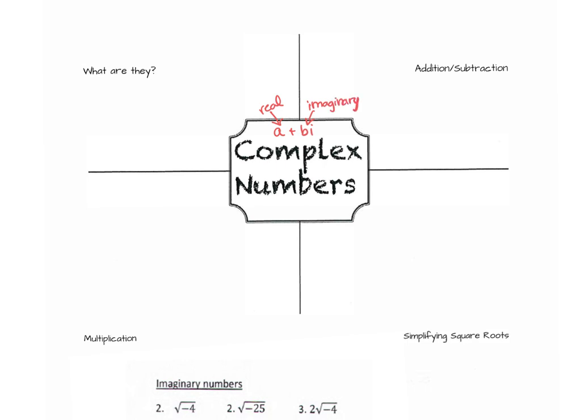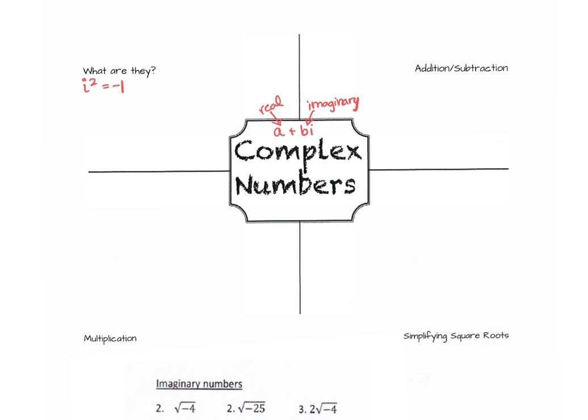So what are imaginary numbers? Well, we define i² as equaling -1. So i is not a variable like x. i is more like pi or e. It represents something. So i² represents -1.